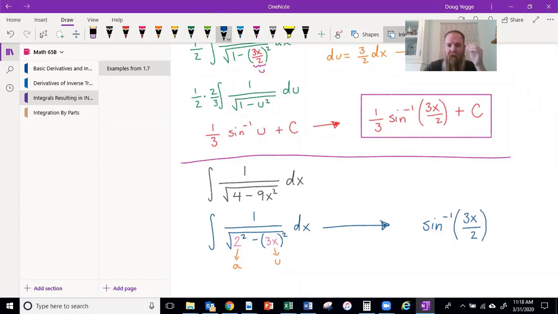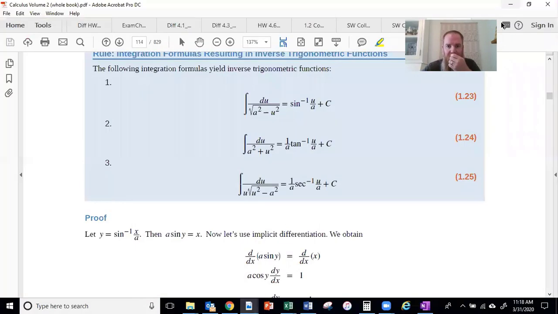Well, look at that, 3x over 2. Sine inverse of 3x over 2. There's a problem, though, because isn't there an extra 1/3? So the question is, where did I go wrong here? What would I do to fix this so that I get what I'm supposed to get based on what the formula said I should get? The formula told me that I should be able to get sine inverse of the function over the constant. And I got sine inverse of the function over the constant, and apparently I was wrong.